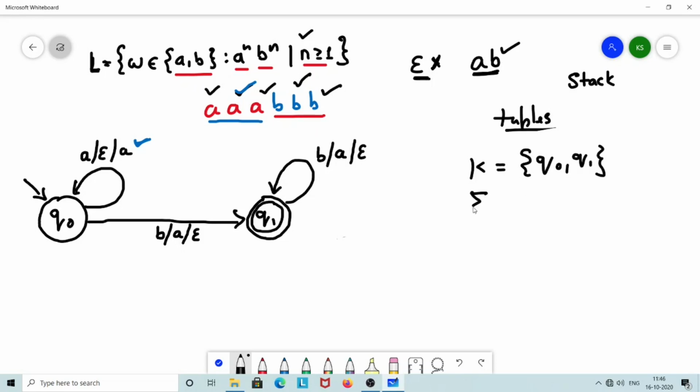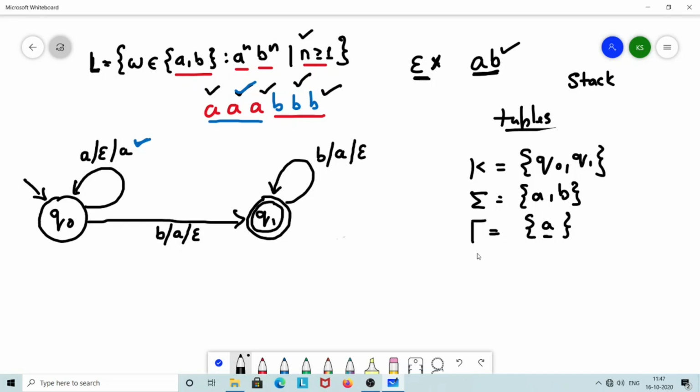Then sigma, the alphabet symbols that are used in the definition of the language, which is A and B. Tau, the stack symbol. Here we made use of A as a stack symbol, right? It is not necessary that I take a stack symbol from the alphabet set sigma. I could have used X or any other symbol, but for the sake of simplicity, I took A, which is one of the symbols in the alphabet set.